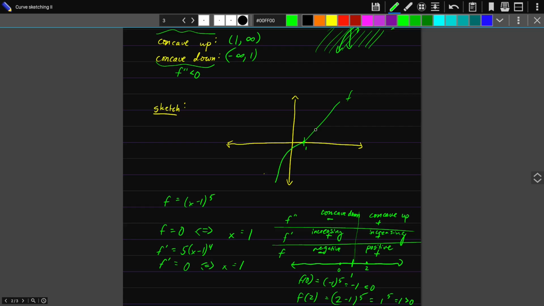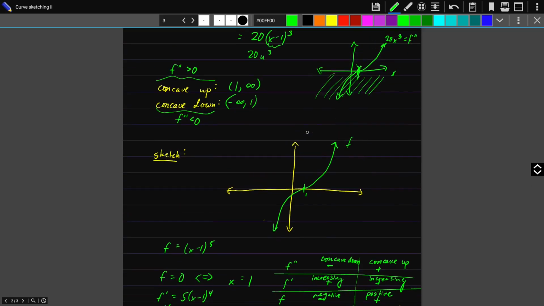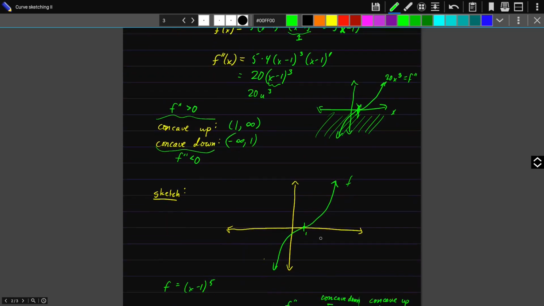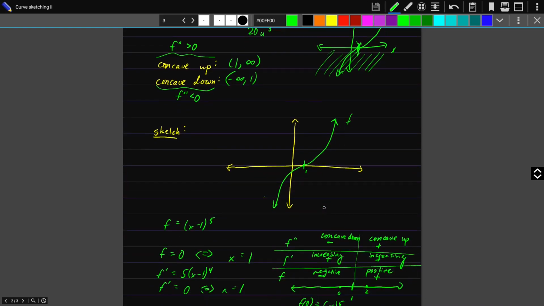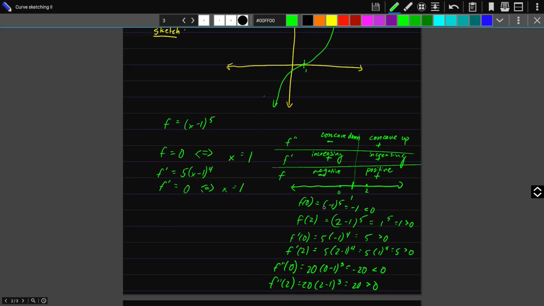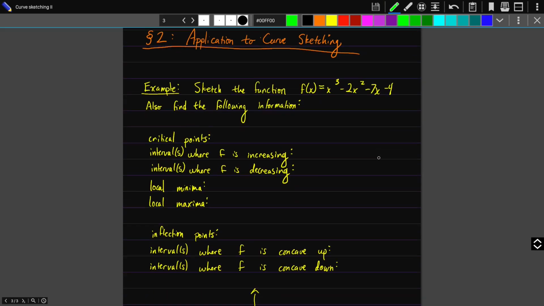And instead of a straight line here to the right of 1, I'm concave up to the right of 1. So my function is going to look something like this. And I think that if you plug this function into some graphing software, you can get a chart that looks indeed a lot like this. Okay, I will be back in a bit with an application to curve sketching where we're going to sketch a more complicated looking curve. Do this example.